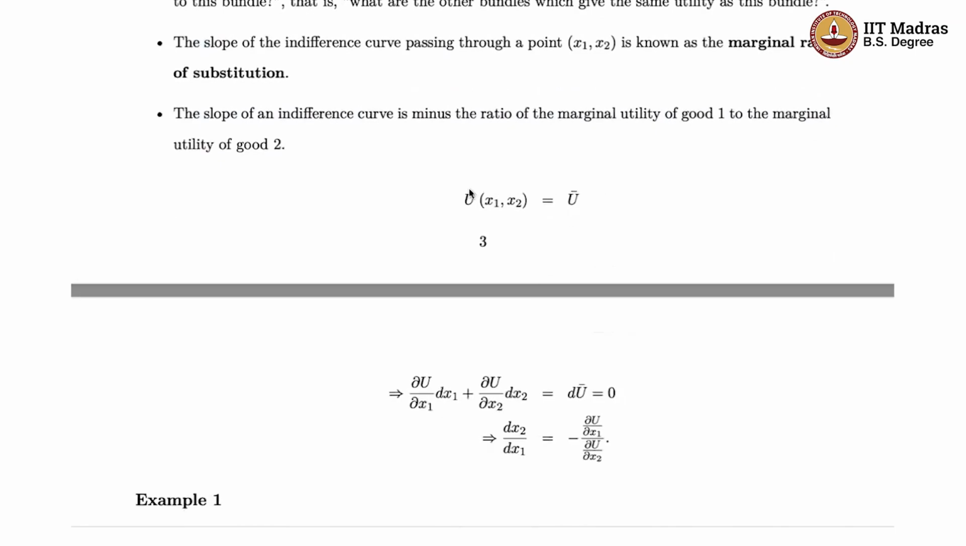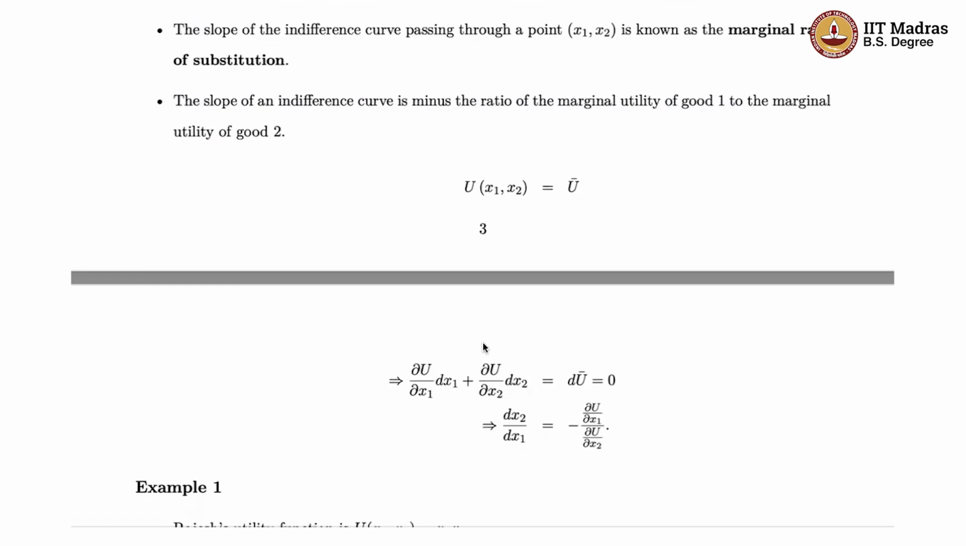Now we want to find the slope of this curve at a particular point, x1, x2, let us say. How do we do that? Well, take the differential of both sides. What do we get on the left-hand side? We are taking the differential of this function u, which depends on x1, x2. From your basic calculus, this is the partial derivative of u with respect to x1 multiplied by dx1, plus the partial derivative of u with respect to x2 multiplied by dx2. If you take the differential of the right-hand side, this is a constant, so d of a constant is equal to 0. That's how you get this expression.